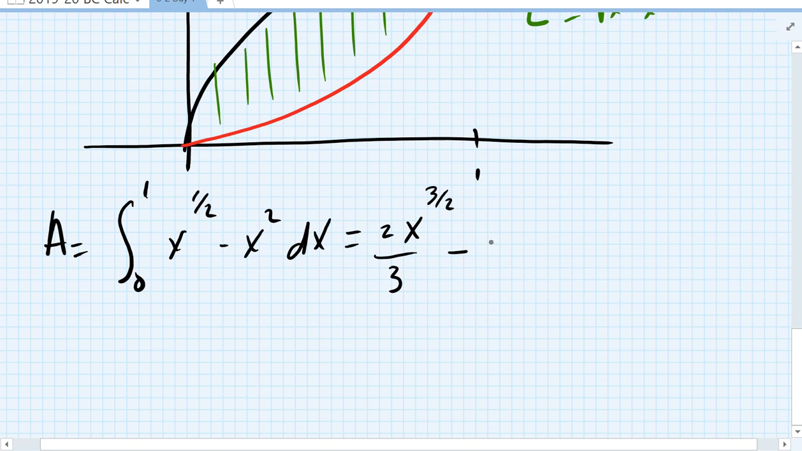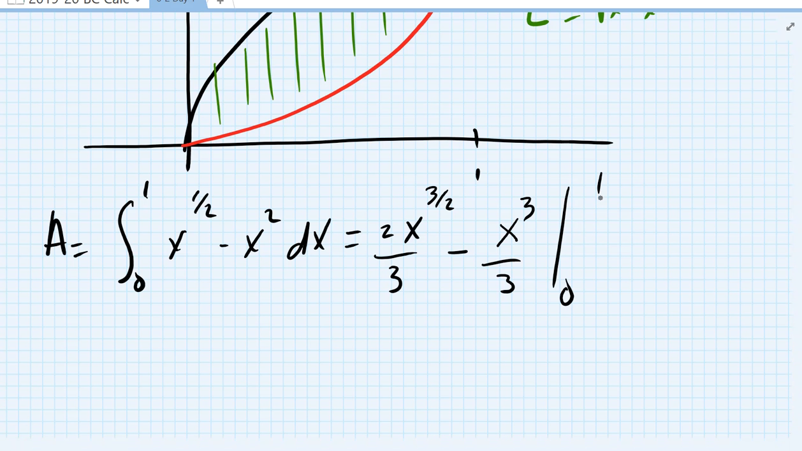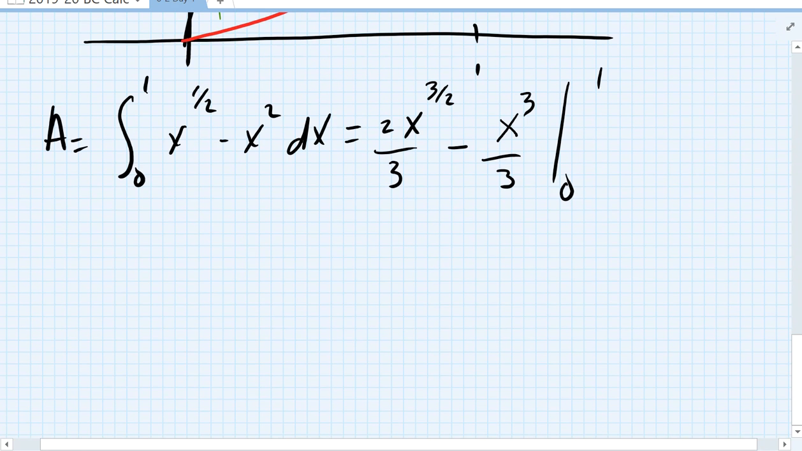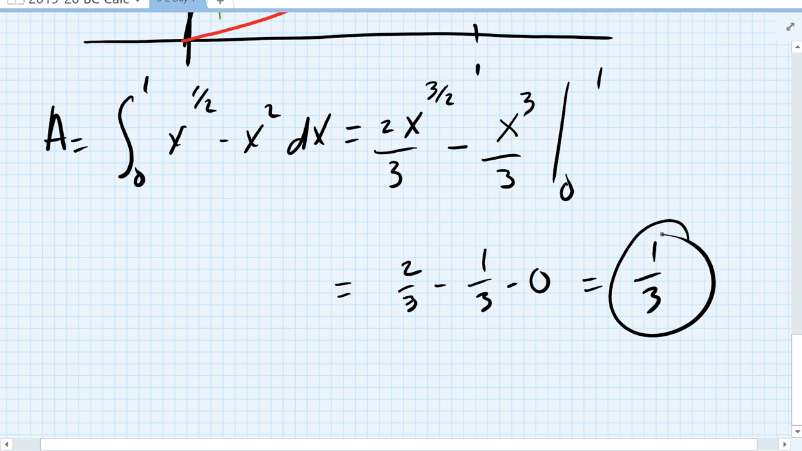What's the antiderivative of x squared? Anybody awake? X cubed over 3. I'm evaluating from 0 to 1. It doesn't get any easier. Do you see why I really like this one? Y'all hate the fractional powers, but I love it because it's easy to evaluate. So what do you get? You get 2/3 minus 1/3 minus 0 is 1/3 every flippin' time. It's that easy. And I will remember my easy button tomorrow.